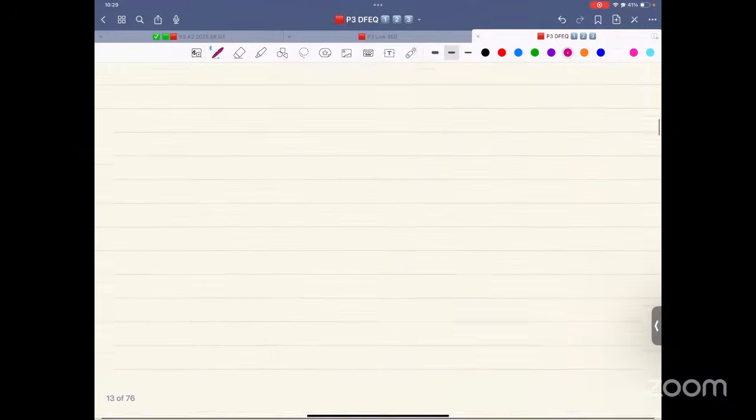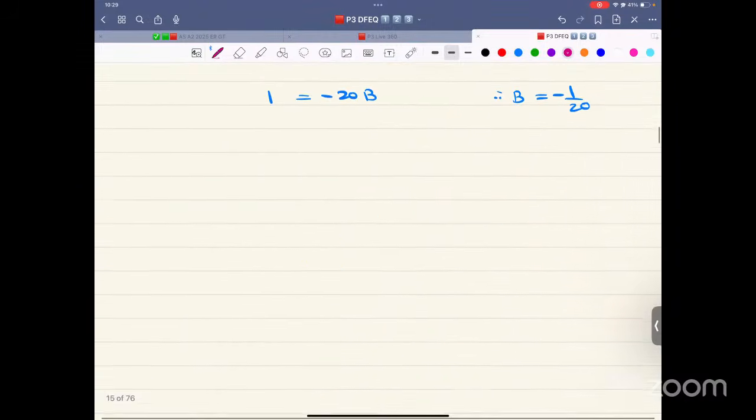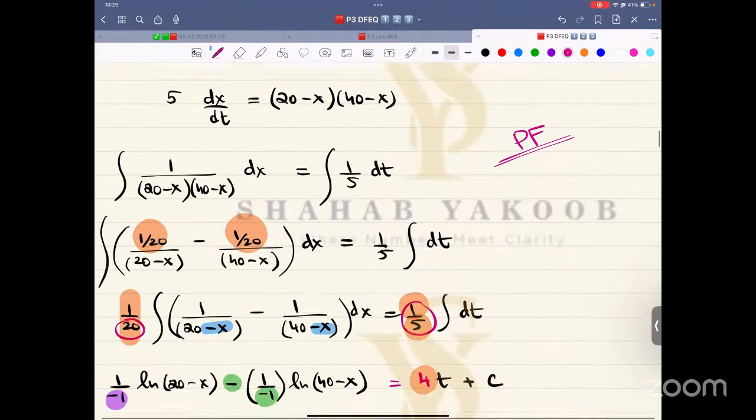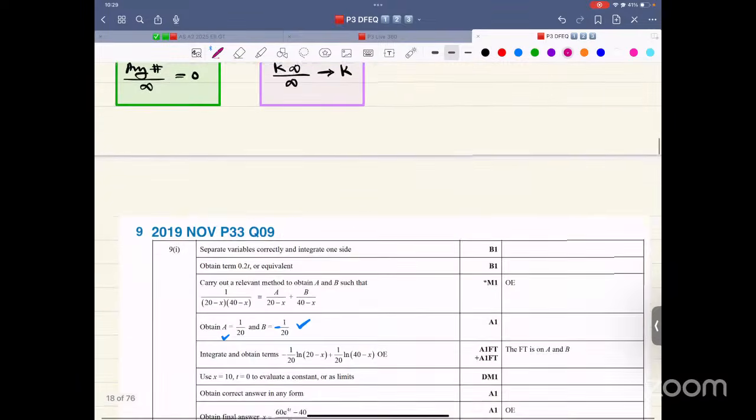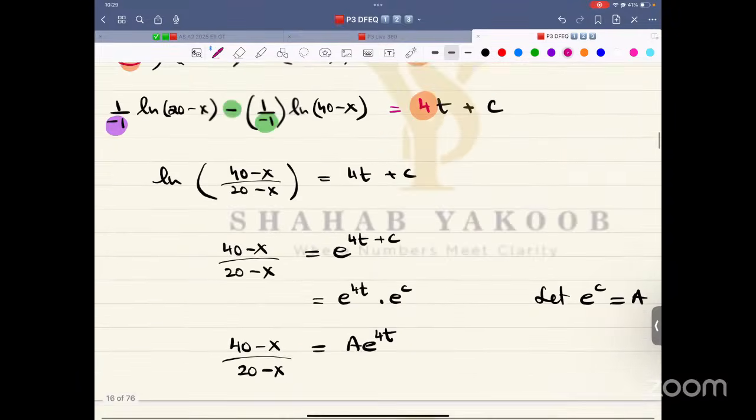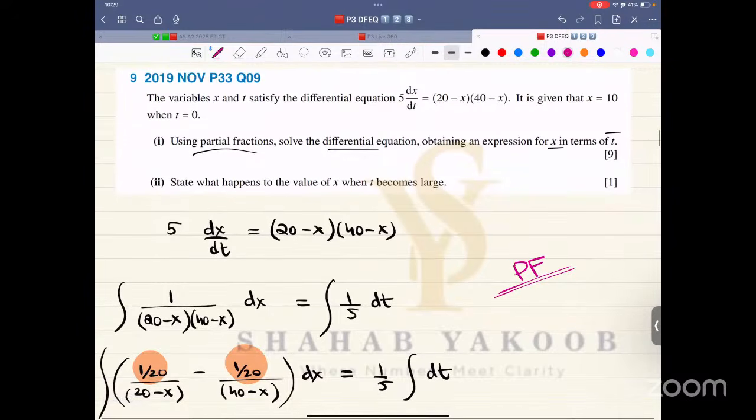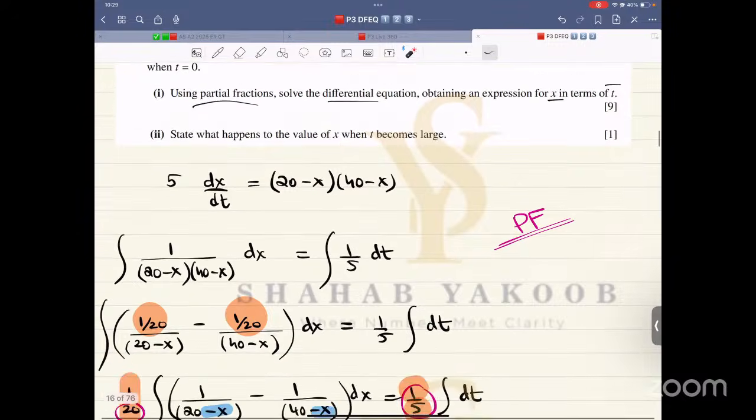Again, partial fraction type. Let me look for something different. This is also the same partial fraction type. Yes, this part I want to focus on, so let me go through the whole question. The variables x and t satisfy this differential equation: 5 dx by dt is (20 minus x)(40 minus x). It is given that x is 10 when t is 0. Use partial fractions, solve the differential equation, obtaining an expression for x in terms of t, 9 marks. What happens to the value of x as t becomes very large?